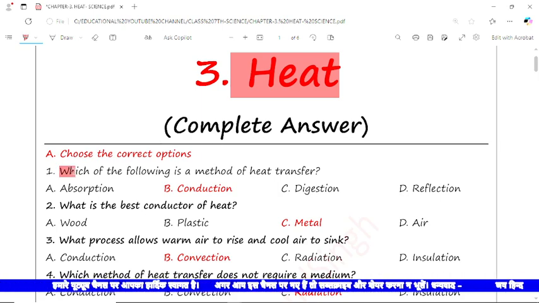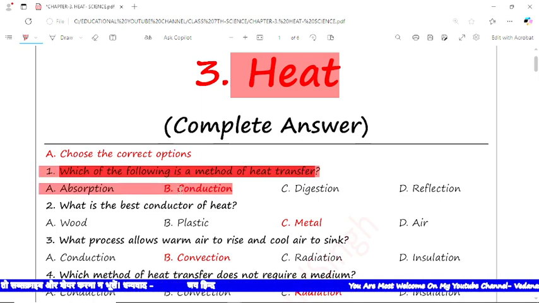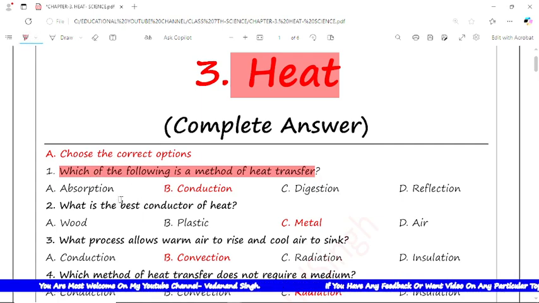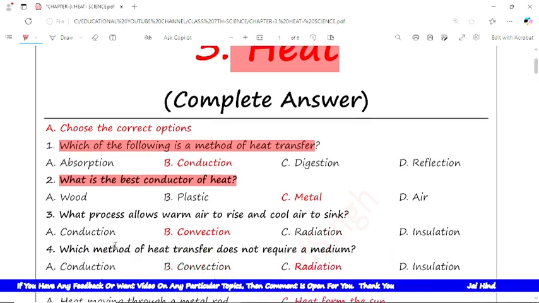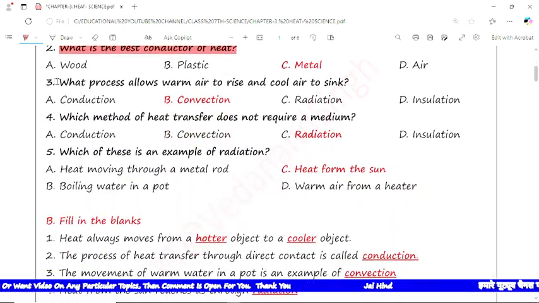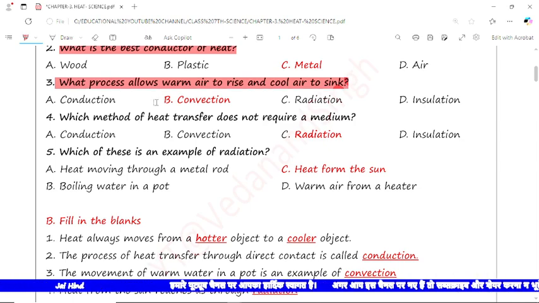So the first is, which of the following is a method of heat transfer? The correct answer among the given options is conduction. Now the next is, what is the best conductor of heat? The metal is the best conductor of heat among these four options. Now the next is the third question. What process allows warm air to rise and cool air to sink? The answer of the question is convection. B is the correct option for this question.